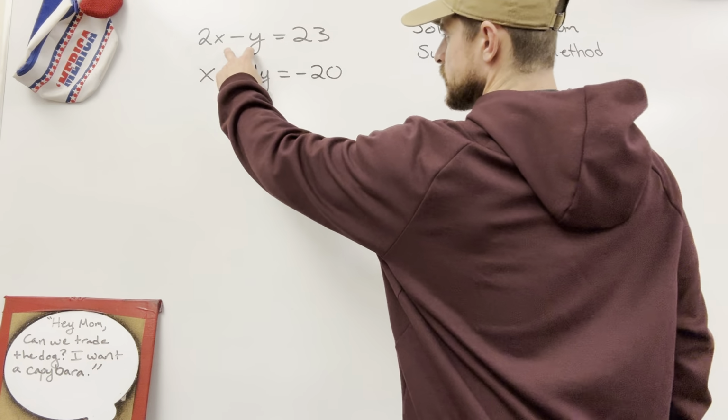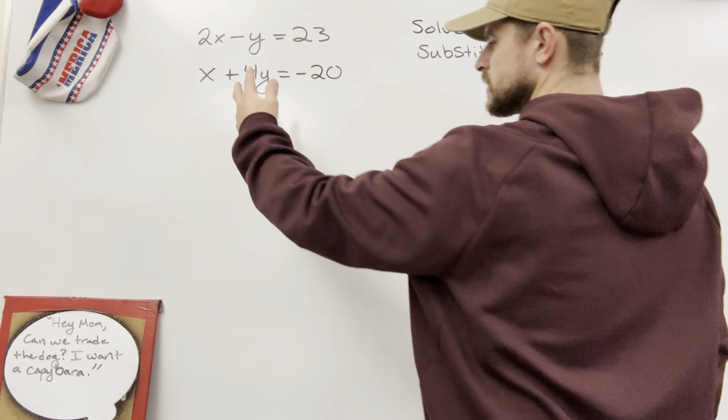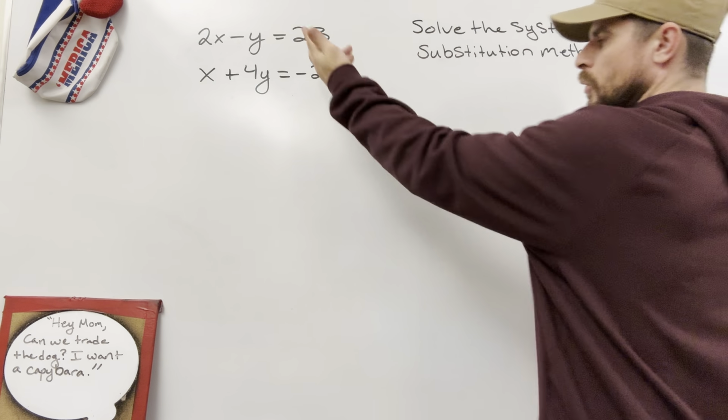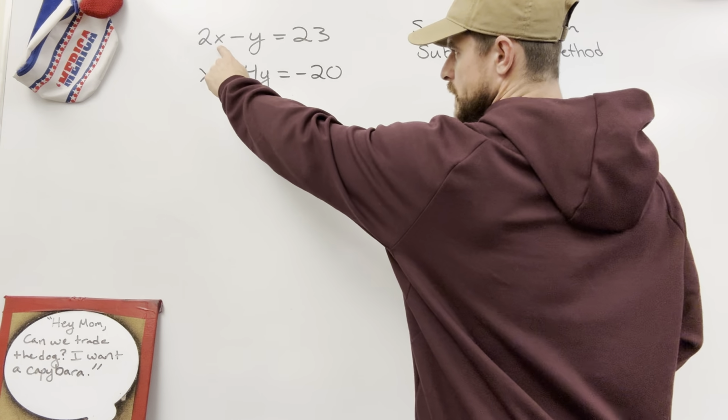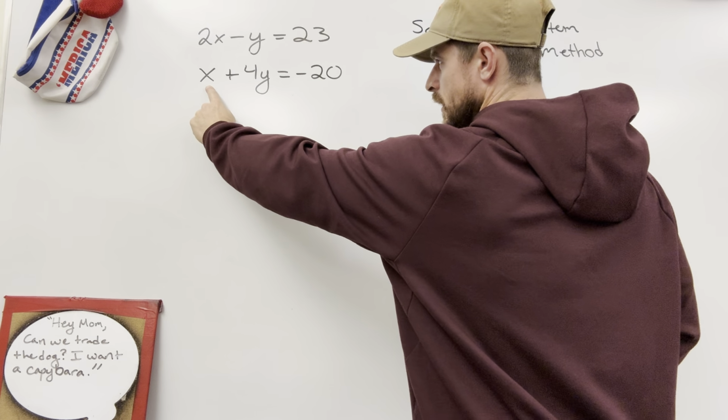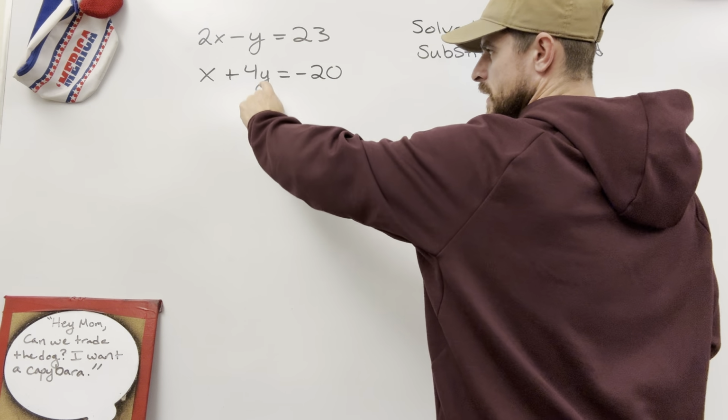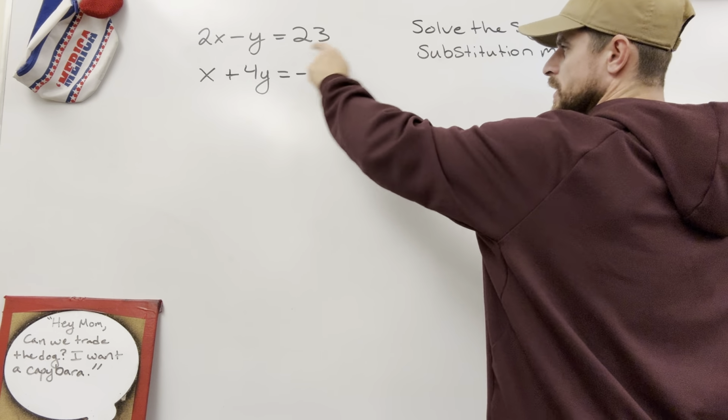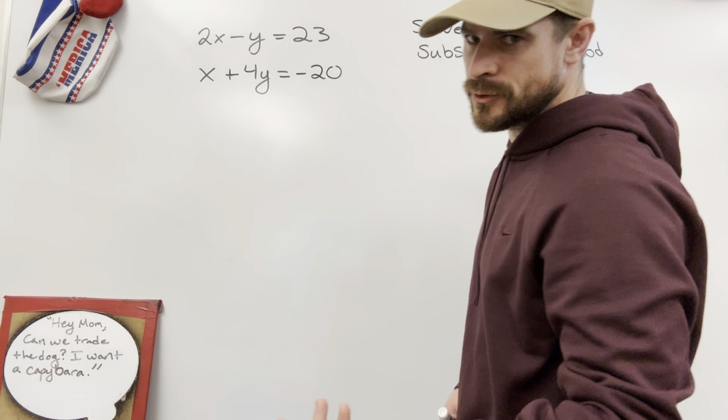We've got this equation and this equation, and we need to solve for x and y that would make both equations true. Meaning if I put the same number here for x as I do here, the same number for y here and here, they both should come out to 23 and negative 20 to be accurate equations.